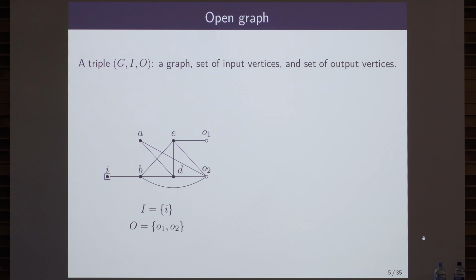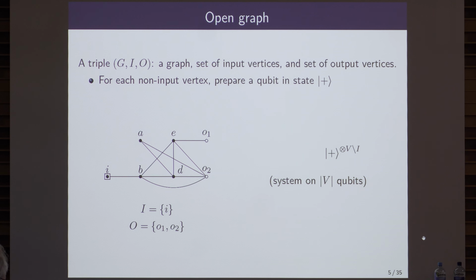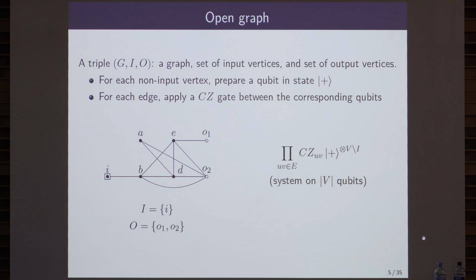And the outputs are supposed to be qubits that are not measured as part of the computation. So in this case, we have two, which will be represented with empty circles: O1 and O2 as outputs. And in terms of preparing a starting resource state, we would still prepare a system on V qubits. Some of the qubits are inputs, so we don't prepare them again. Instead, we only prepare ket plus on the non-inputs. And then again, we would apply a controlled-Z gate to the pairs of qubits that are connected by an edge.